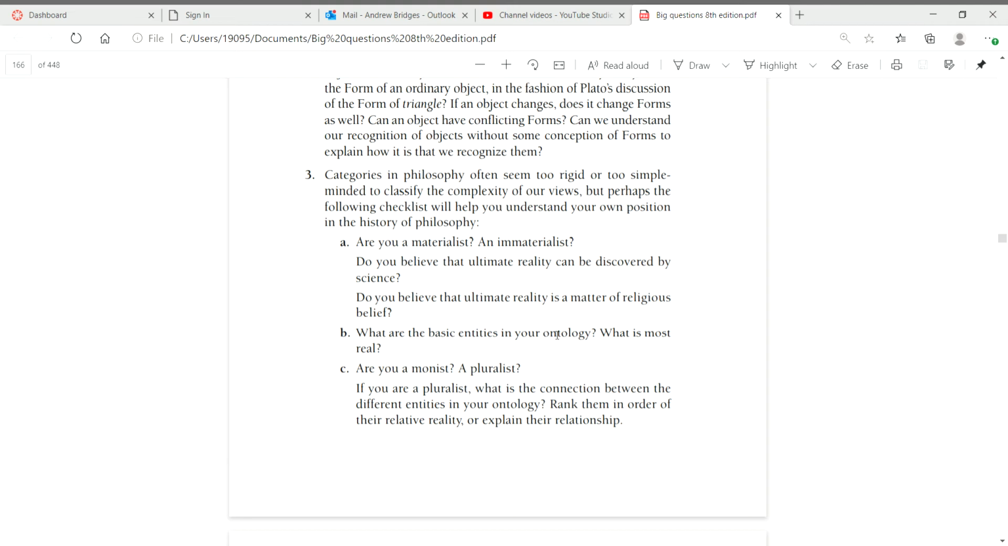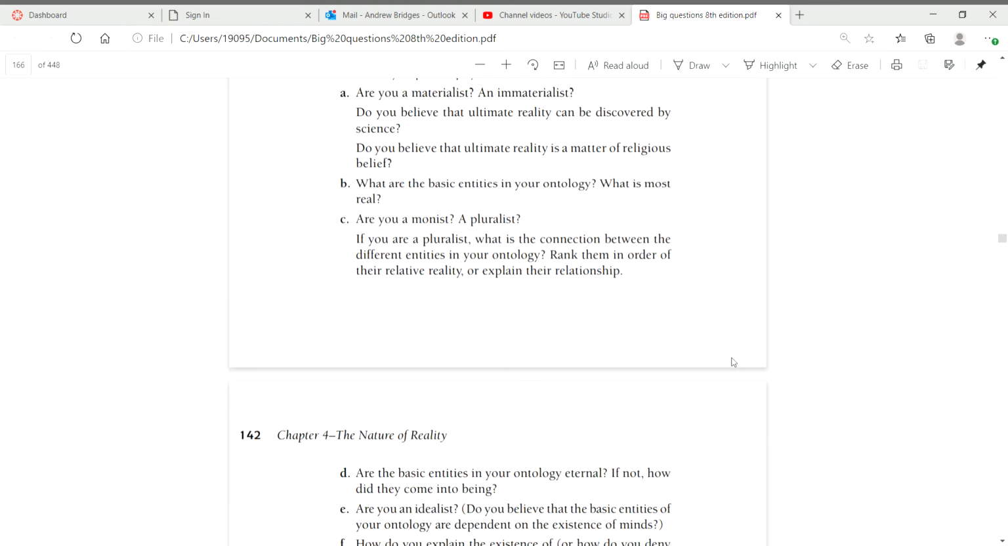Are you a monist or a pluralist? Now, a monist believes that just one substance exists. It could be material, it could be immaterial, it could be ideal, but it's just one substance. If you're a pluralist, you believe that multiple substances exist. And Descartes essentially was a pluralist, even though he's often seen as a dualist. He believed that God existed, that minds exist, and that bodies exist. And those are three different types of substances.